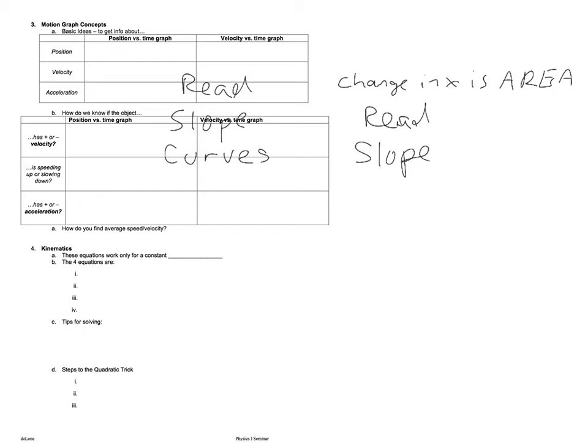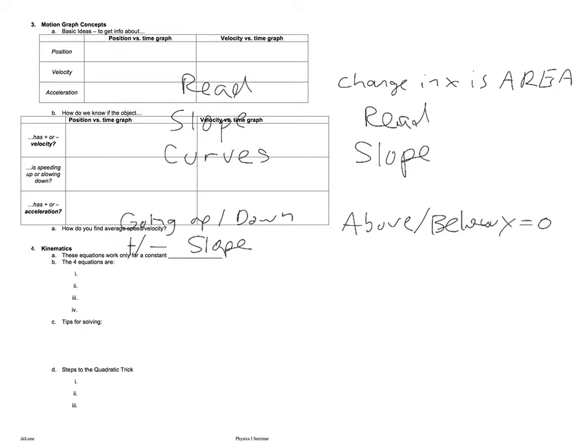Digging a little bit deeper here, how do we know if the object has a positive or a negative velocity on a position versus time graph? That is going up versus down, which really corresponds to a positive or negative slope. On a velocity versus time graph, we're looking at the y-axis. So if we are above or below that y equals 0 line, which ends up being the x-axis.